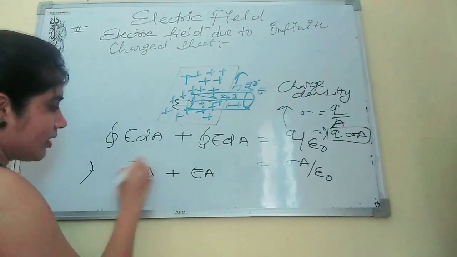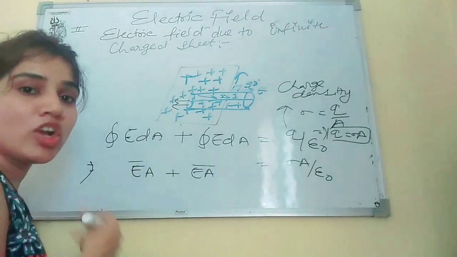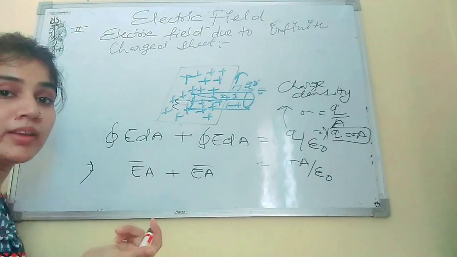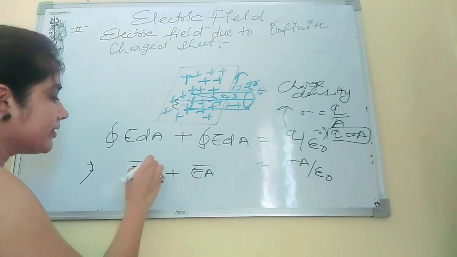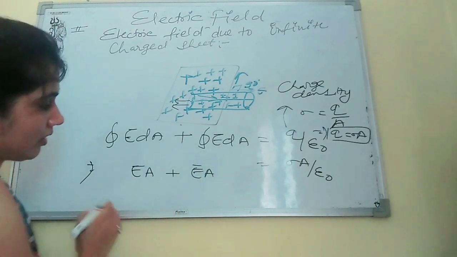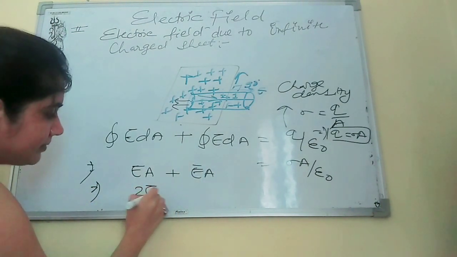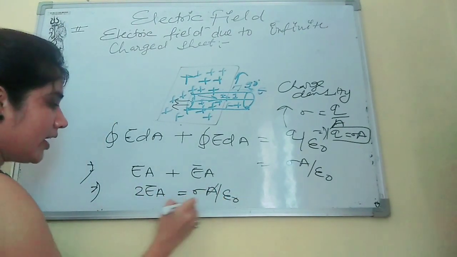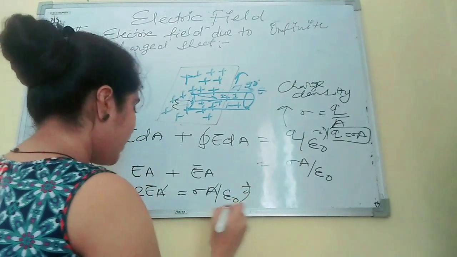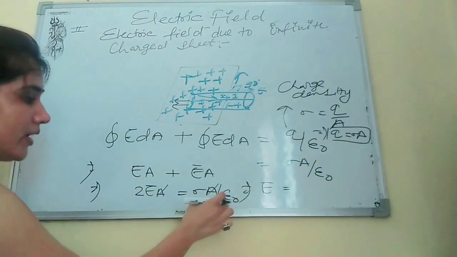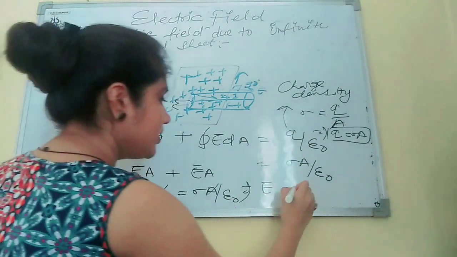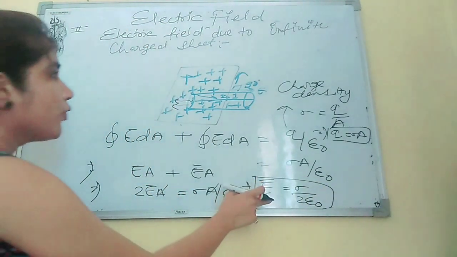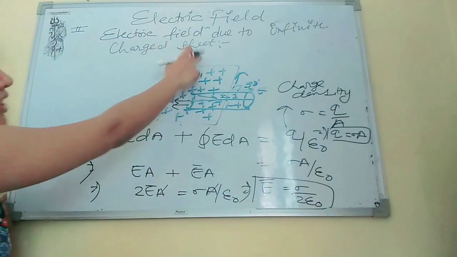Again EA. Because if we open it, that will be the integral of E dA cos theta, and theta is 0 degrees, so cos theta will be 1 and we get simply EA. So this will become 2EA equal to sigma A upon epsilon naught. This A will be cancelled out. So the value of E, this 2 will come and multiply here, will be sigma upon 2 epsilon naught. This is the electric field due to an infinite charge sheet.